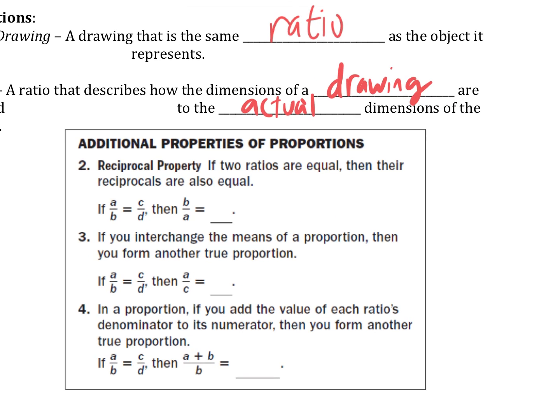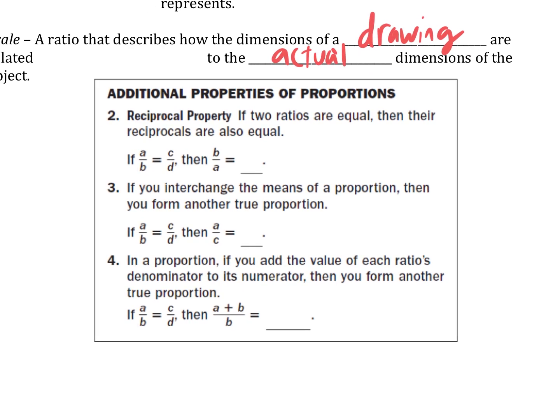There's actually a couple other properties we need to know about, okay? Reciprocal property is the first one. What does reciprocal mean? So you can see over here we had A over B equals C over D. Then B over A, looks like we flipped this. What's the other one going to be? It's going to be D over C. We're going to flip both of them, okay? So that's one thing you can do, is you can flip proportions vertically.